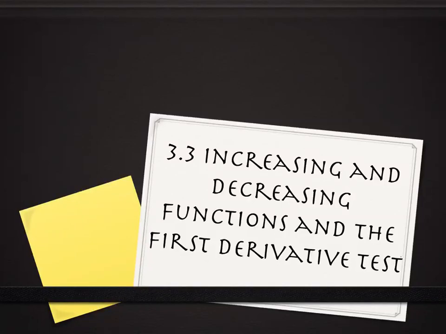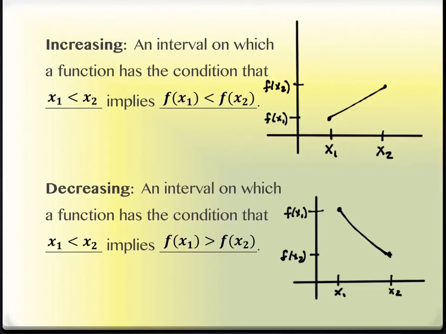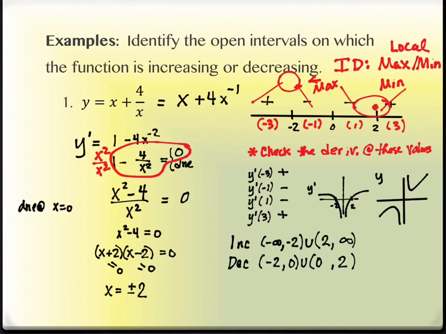3.3, we were looking at increasing and decreasing functions and the first derivative test. And if you'll remember, the first derivative test talked about how increasing and decreasing functions relate back to derivatives. And then maximums and minimums we also talked about as well, though we haven't had a problem that actually asked us to find one yet from this perspective. All right, so we had done this example.